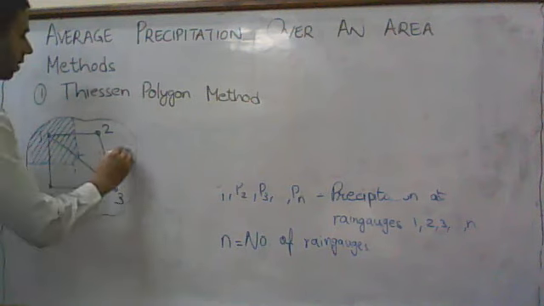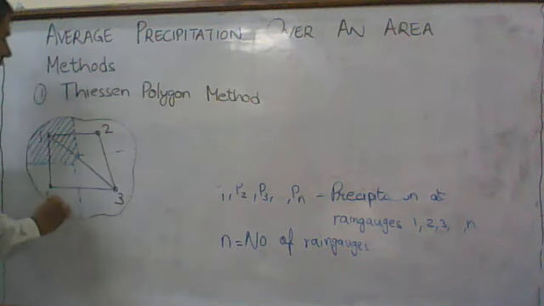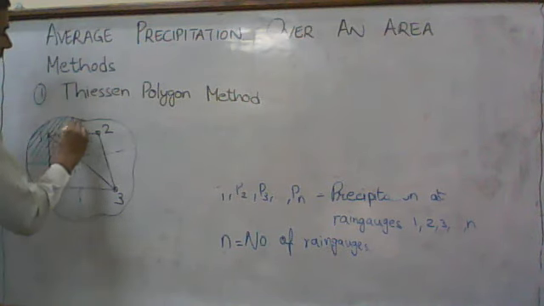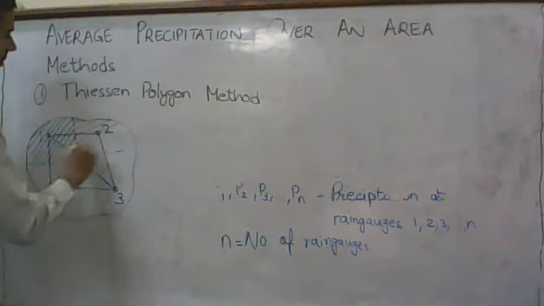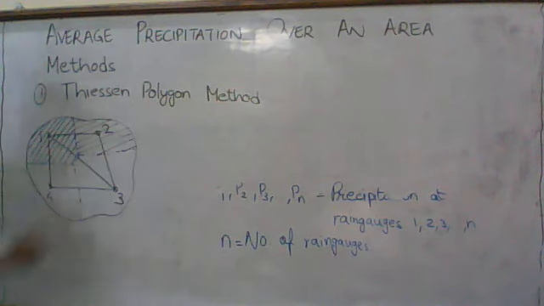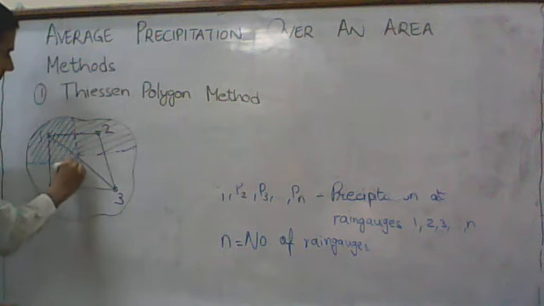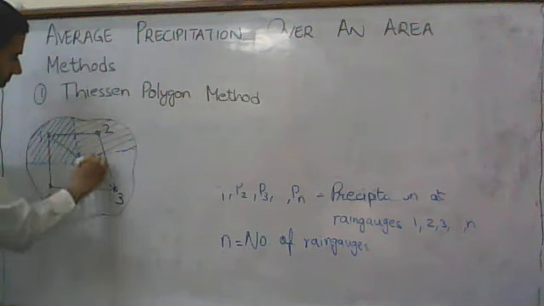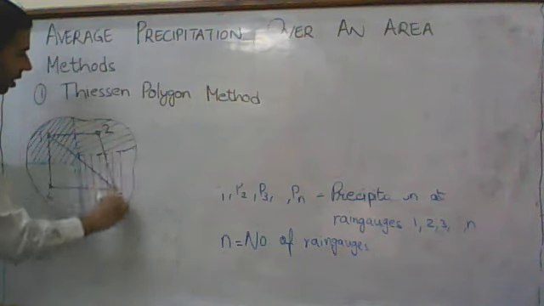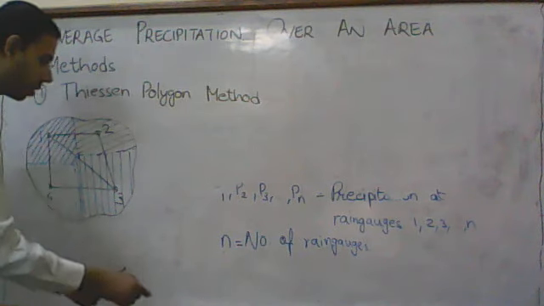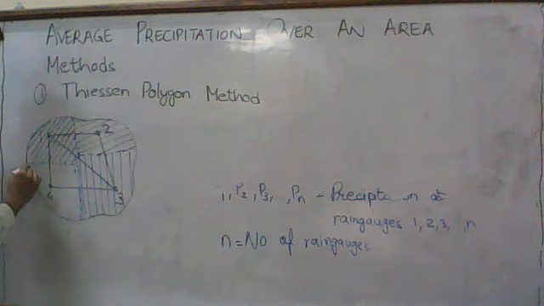Okay. Influence area for station 2 will be this area. For station 3, it will be this particular area. And for station 4, it will be this area.